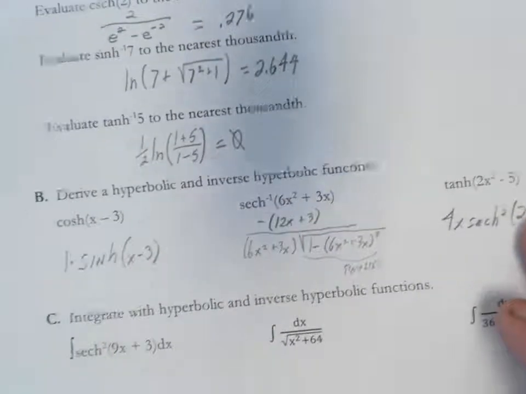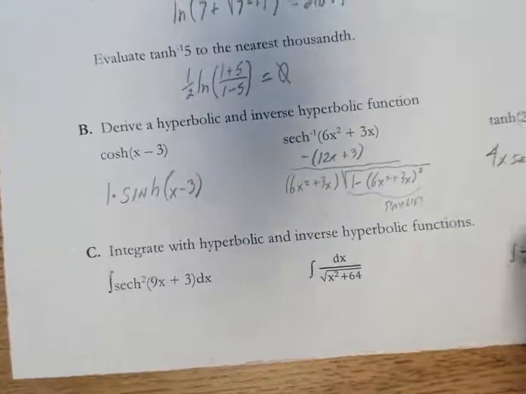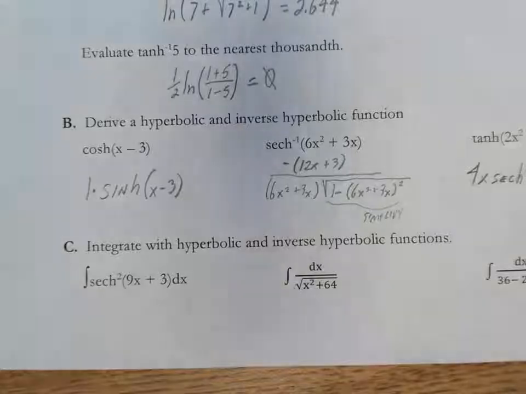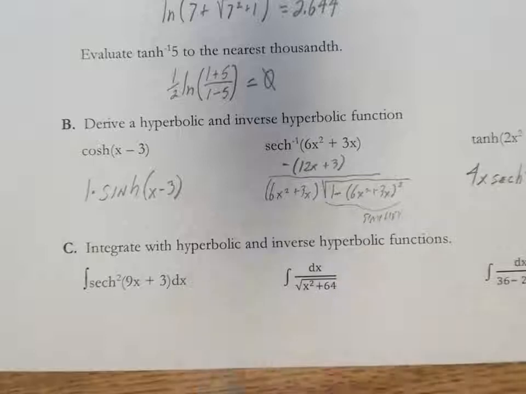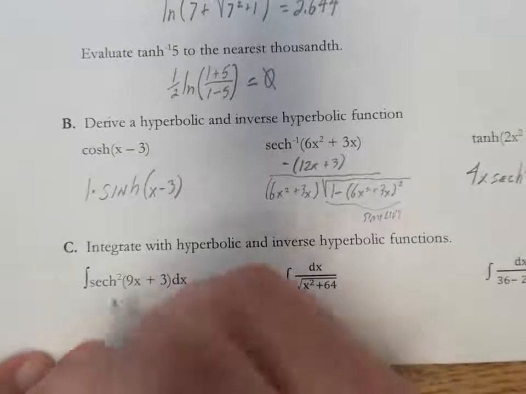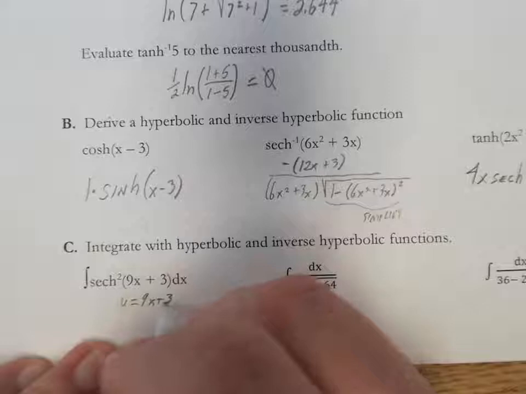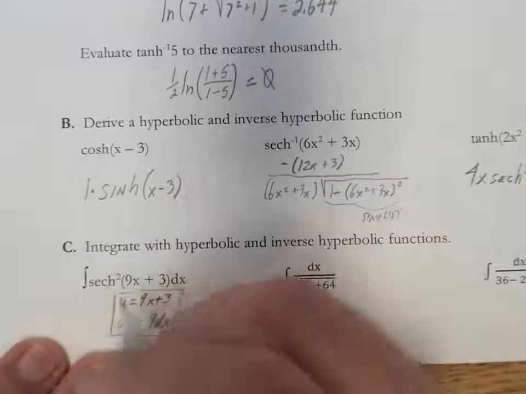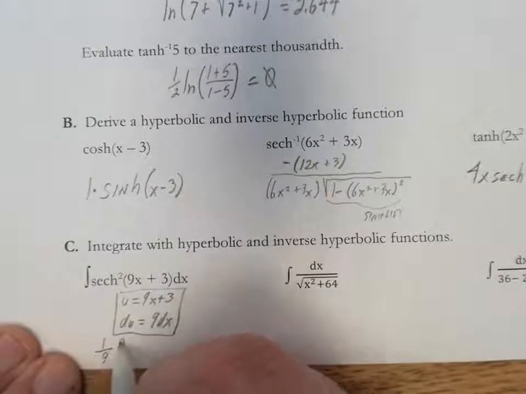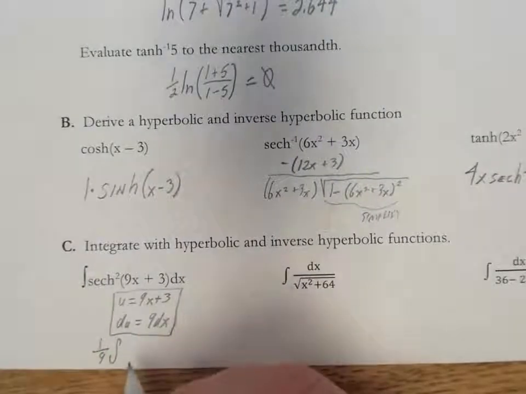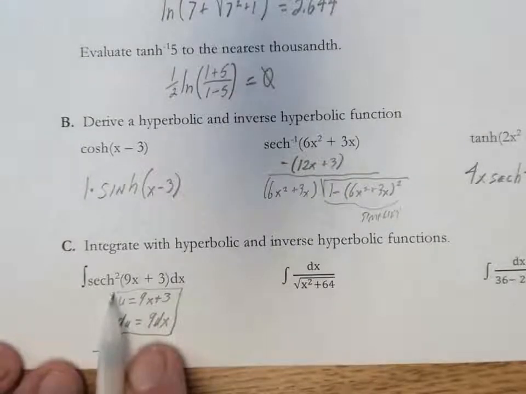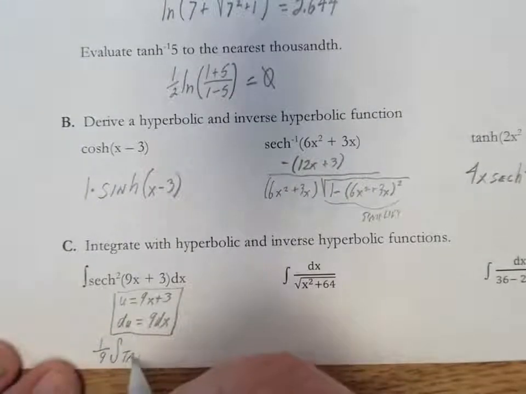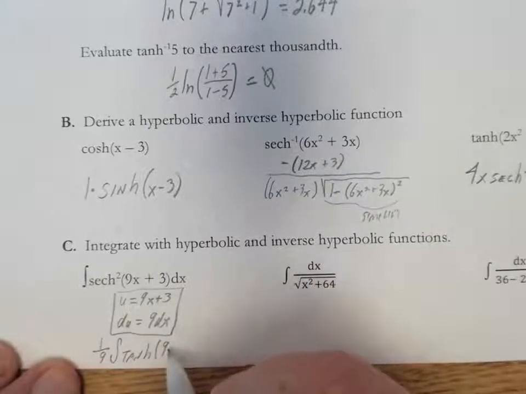So integration. We have to make sure that we use substitution when we do the integration on these. Our first one is we want to integrate hyperbolic secant squared of 9x plus 3. In doing so, I'm going to have to do substitution because the derivative of what's inside is not 1. So I can pull the 1/9 out front here, and the integral of hyperbolic secant squared is the hyperbolic tangent, of u, or in this case, 9x plus 3.